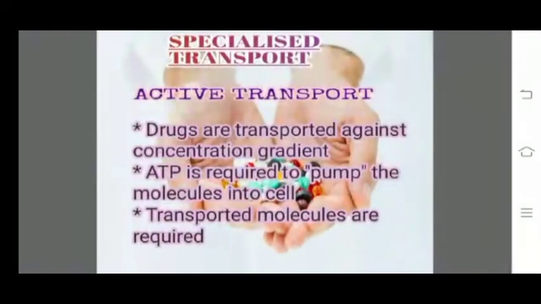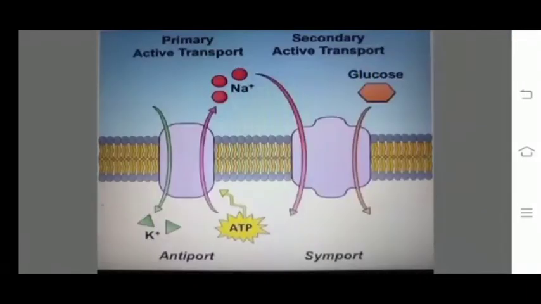The first one is active transport. Active transport mainly depends on the energy requirement. Energy is required here, so you can say it is active. Clearly, a specific transporter transports the drugs from the low concentration to the higher concentration, that is, against the concentration gradient. And it is also of two types. One is primary active transport and second is secondary active transport.